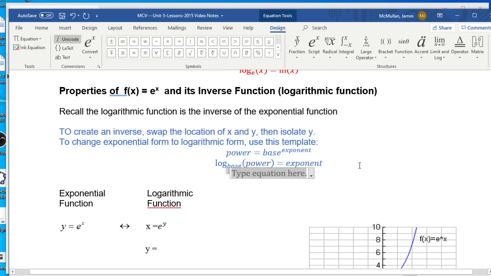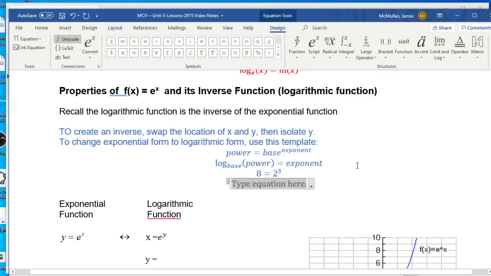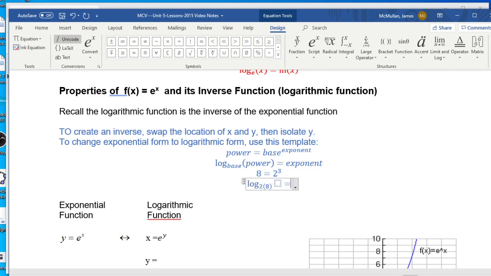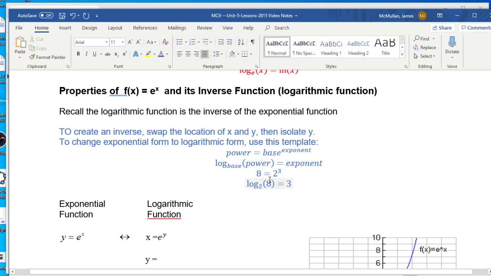So for example, in the first one, let's use 8 equals 2 to the power of 3, right? That would be an example of the first statement. Written another way, you could say log base 2 of 8 equals 3, okay? And these two statements are equivalent. They're just a different way of writing the same information.